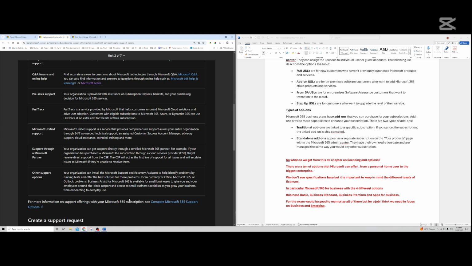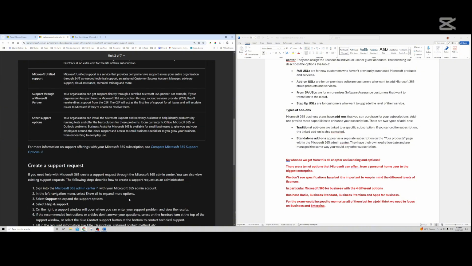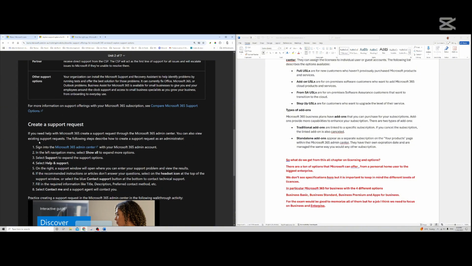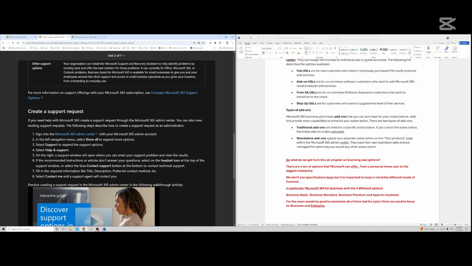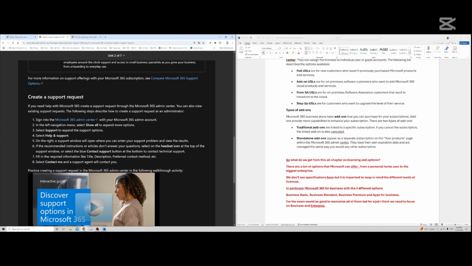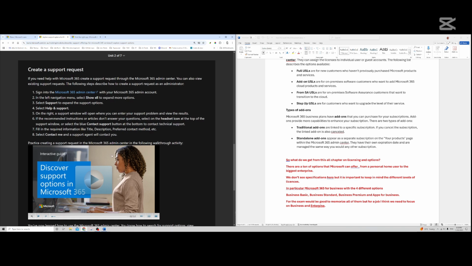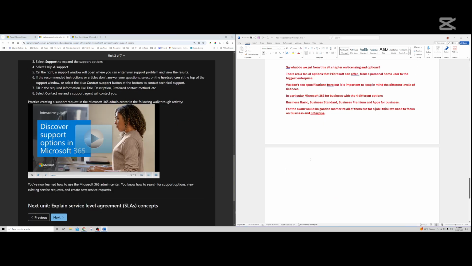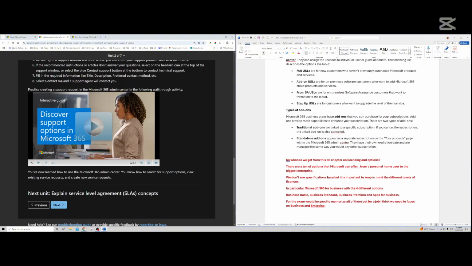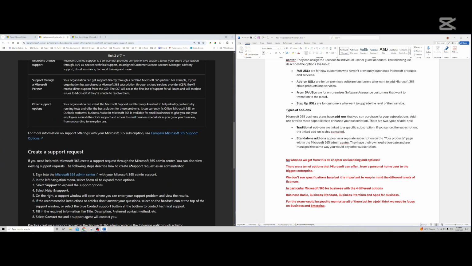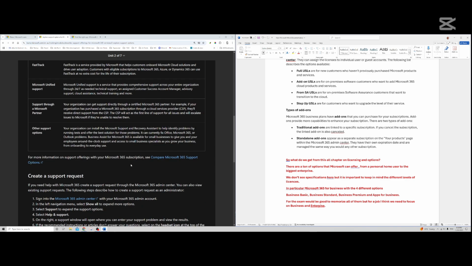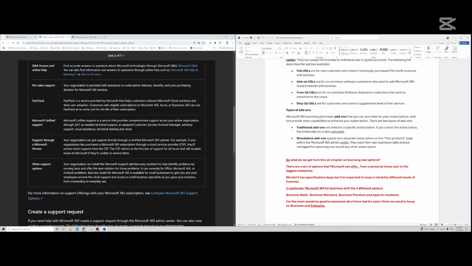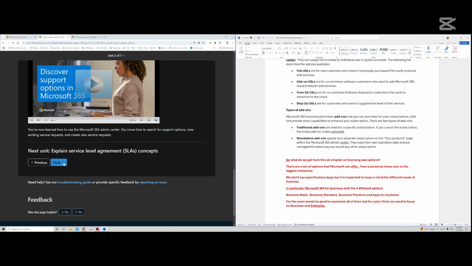And here is how to create a support request. Help and support, yeah. This is a walkthrough. Obviously, I'm not going to take any notes about it because I think it's pretty straightforward. But yeah, let's go ahead and see what we got. Okay.